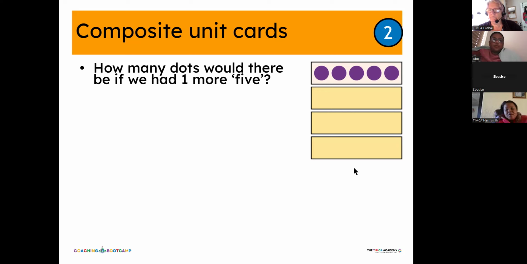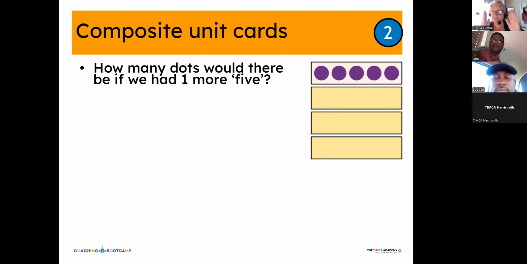You mean one more group of five dots? Yes, another group of 5 dots like this. If I added another group of 5 dots to this, how many would there be altogether? 25. Okay. We know there's 20, and if I added one more 5, then I'm just adding 5 on top of it. I'm just asking now, I haven't put the card there. We're asking the children, and I'm asking you, to use your imagination. What would happen if I put another group of 5 there?